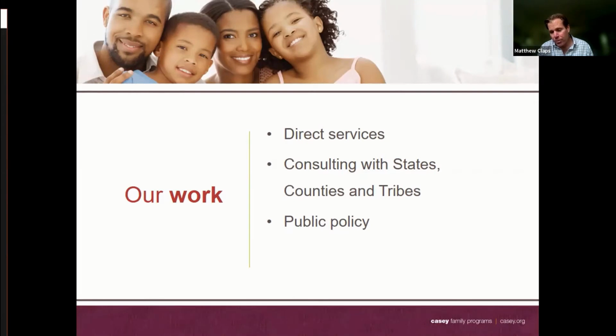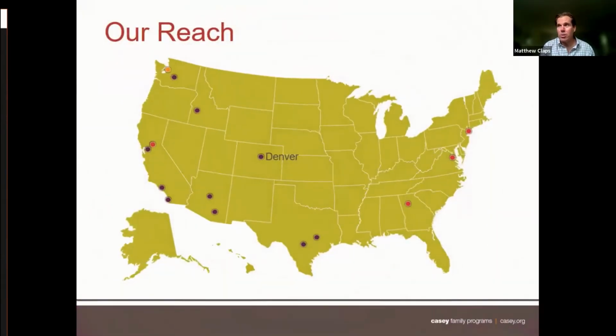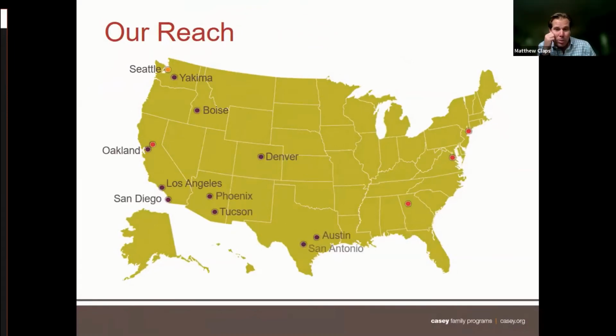Where we operate field offices in 10 communities, largely in the western third of the country, where we provide out-of-home services and in-home services and services for young adults. We also work in all 50 states in a consulting capacity, where we work with state or county government, or also tribal nations, providing technical assistance and consulting. And we also work in Washington, D.C., where we do public policy work, all under the umbrella of our foundation's mission, which is to provide and improve and ultimately prevent the need for foster care in America.